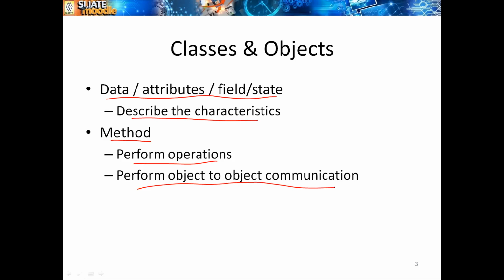For example, the car class has car color, like a state, like an attribute, car name, and car ID. Those are the car state, car fields, or car attributes. Same as before, they describe the characteristics. In the car class, the characteristics are car color, car name, car type, like this.